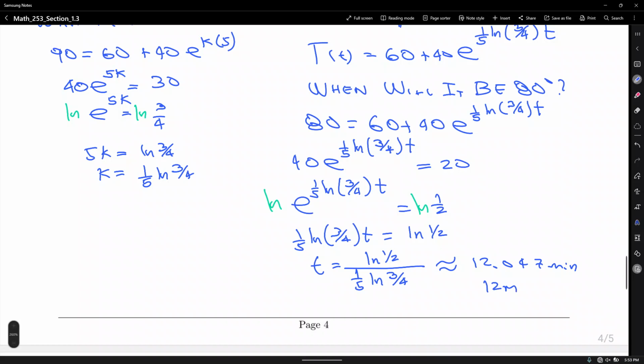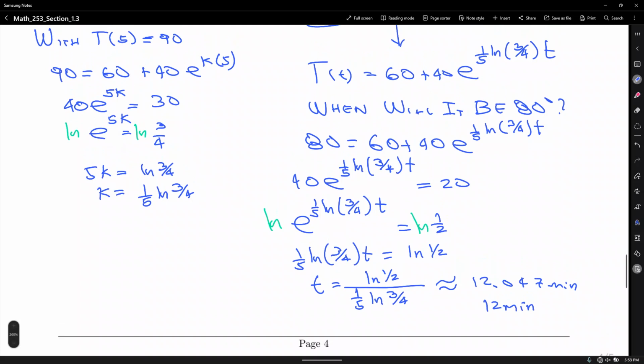12 minutes. Okay, but the question, be careful. They're asking us how much more longer, not how long does it take. Because it already, so it takes, okay? They're telling us it takes 5 minutes, right? To cool down to 90 degrees.